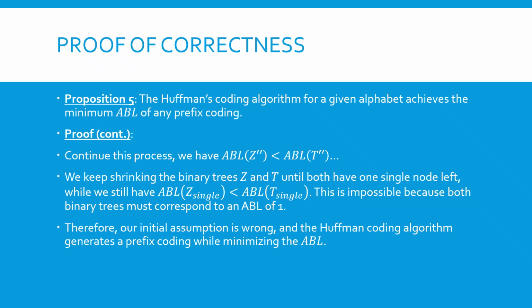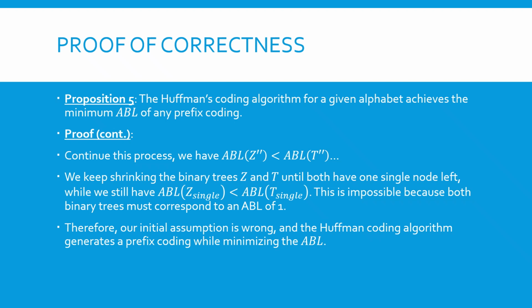We can repeat this removal process on both Z prime and T prime, each time eliminating the two lowest frequency leaf nodes. After each step, we obtain smaller trees Z double prime and T double prime such that ABL of Z double prime is less than ABL of T double prime. We continue this process until both trees are reduced to single node trees. At this point, we obtain ABL of Z single is less than ABL of T single.